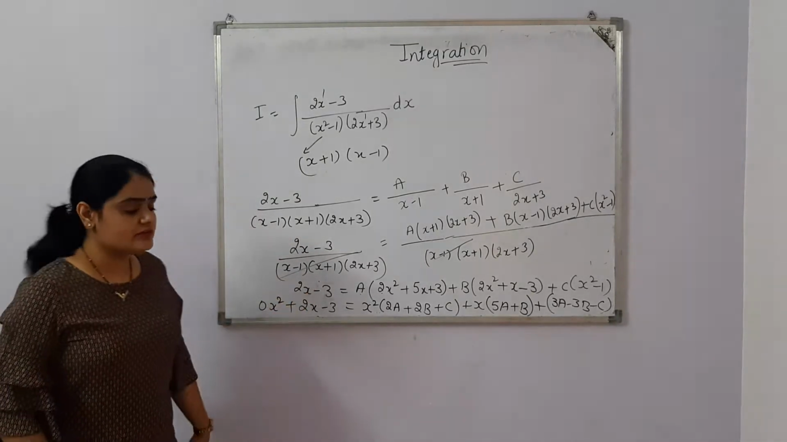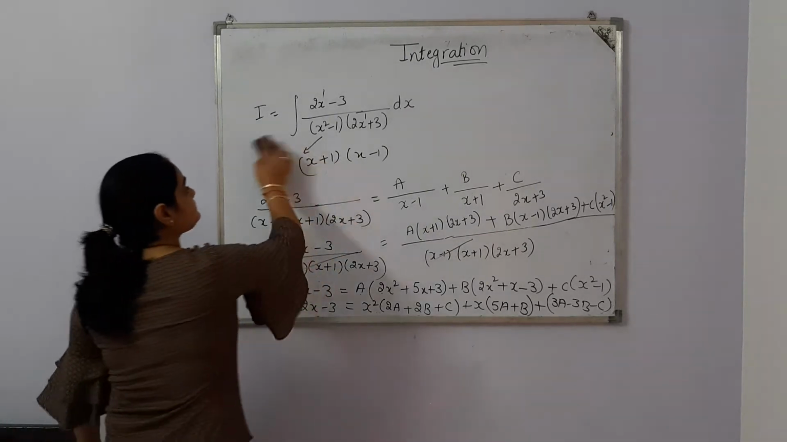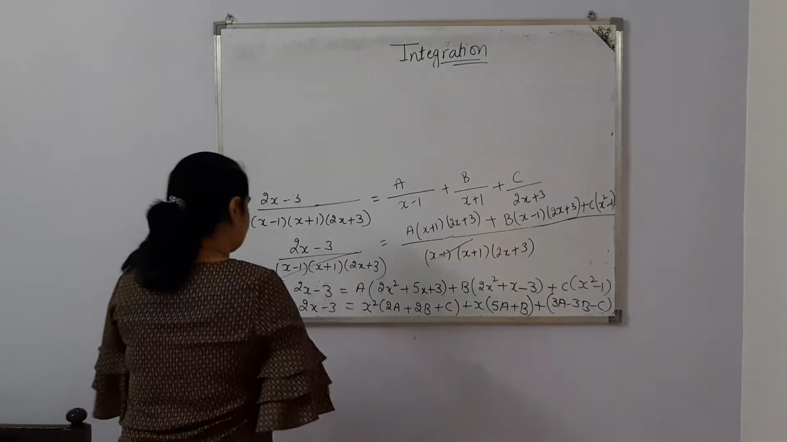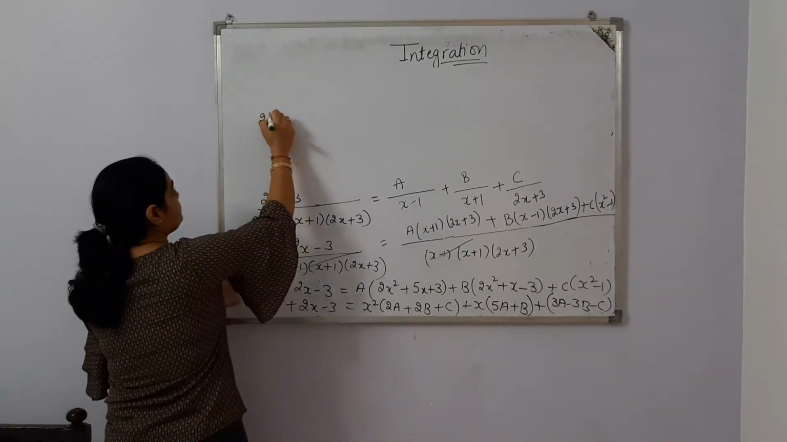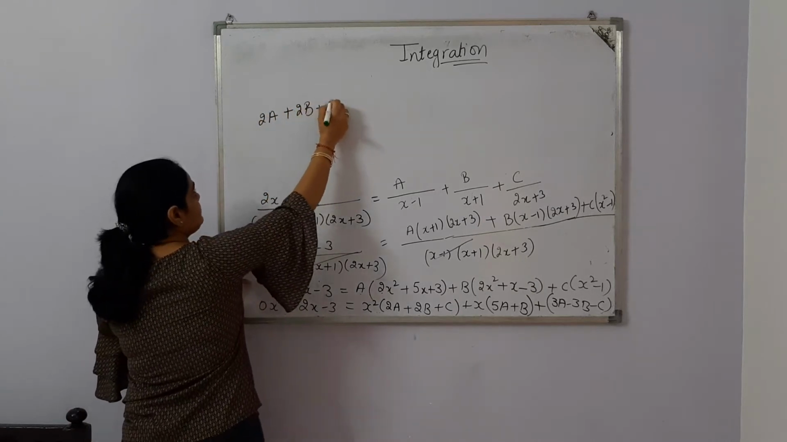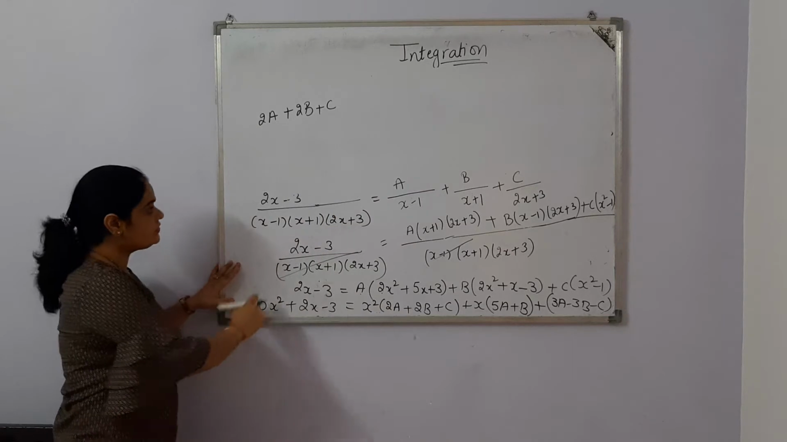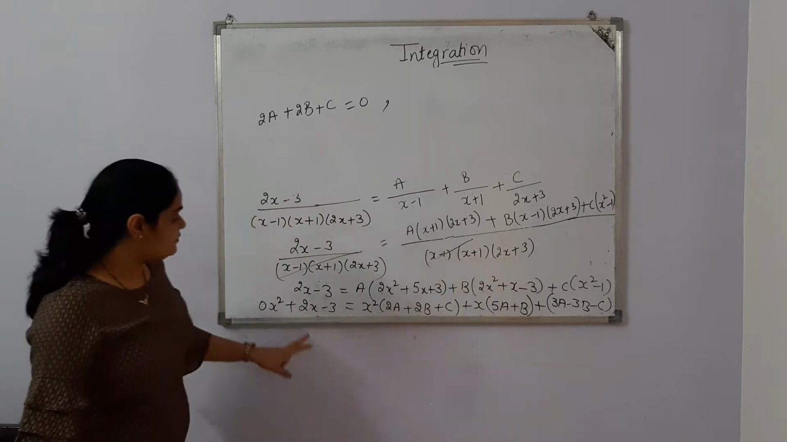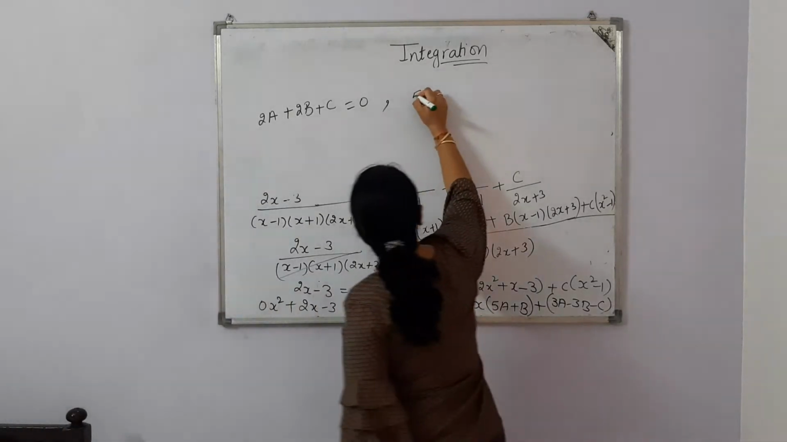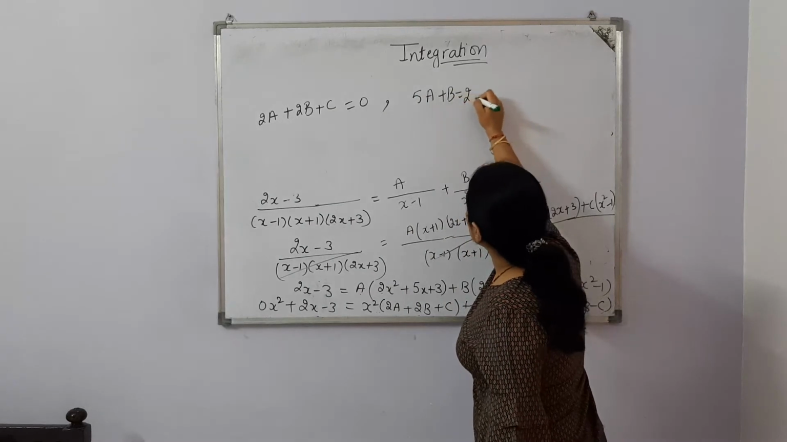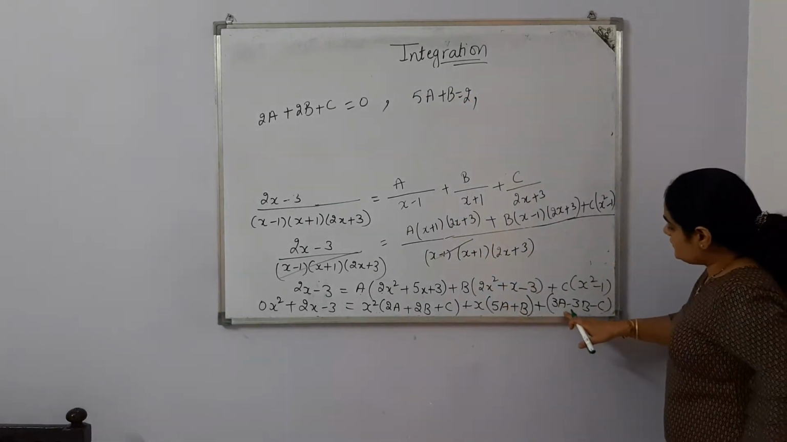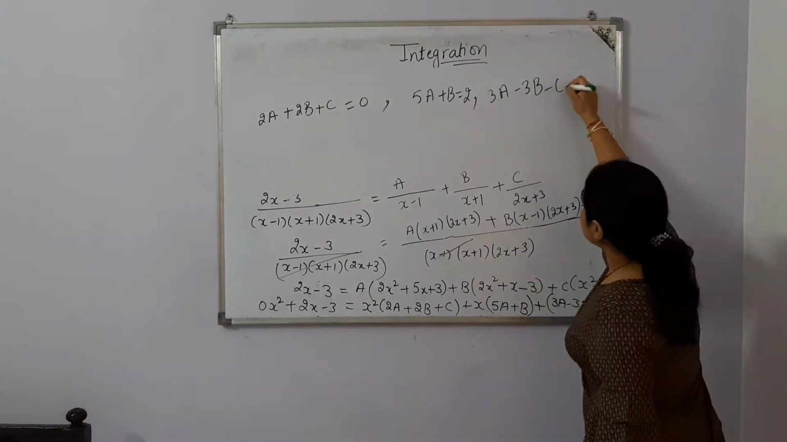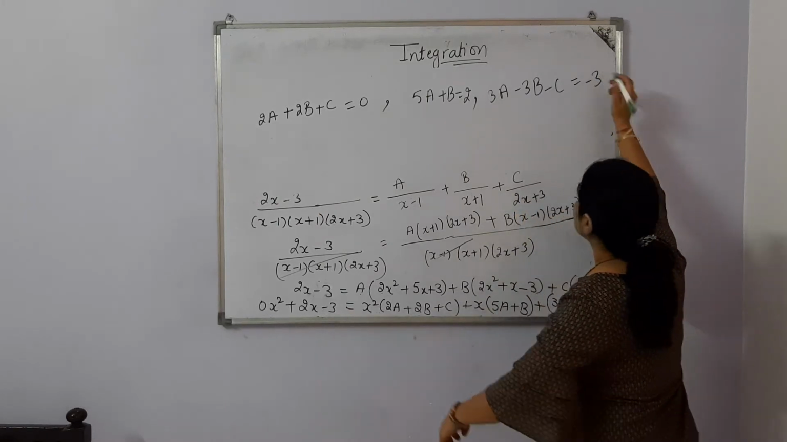So can we compare the coefficients now? The coefficient of x square is 2a plus 2b plus c, and here the coefficient of x square is equal to 0. Another equation we get is from the coefficient of x: 5a plus b, and here the coefficient of x is 2. So 5a plus b equals 2. And what is the constant term here? It is 3a minus 3b minus c, and here the constant term is minus 3.